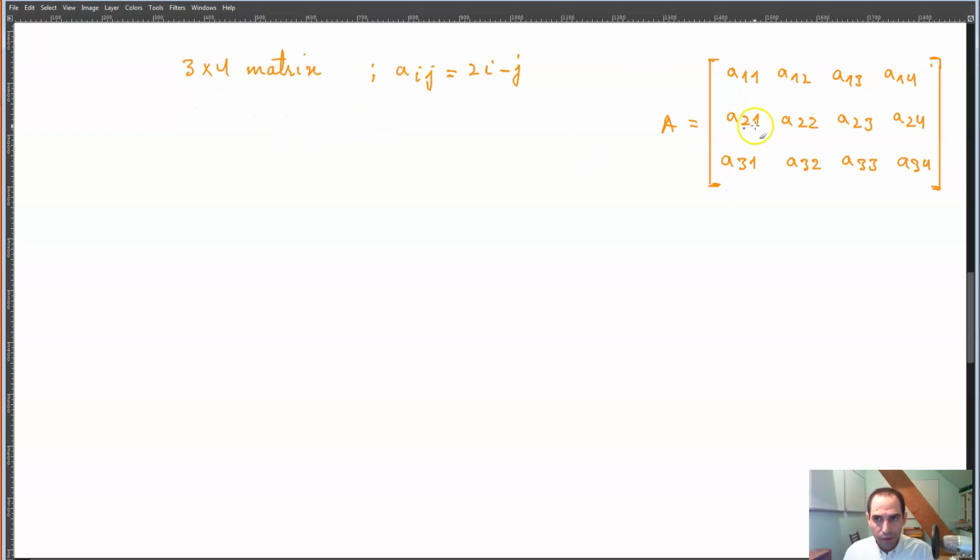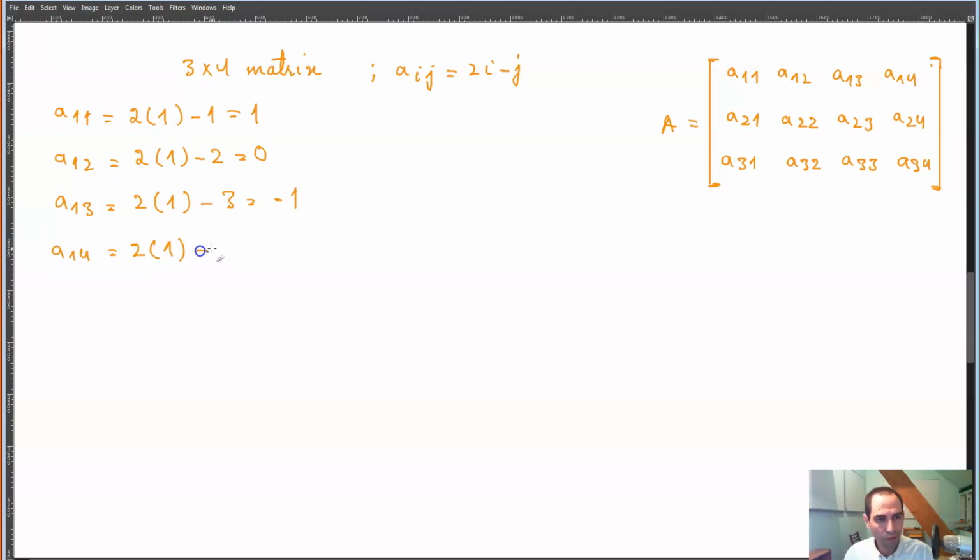So calculating these, you will get A of 1, 1 is equal to 2 times 1 minus 1. That is 2 minus 1 is equal to 1. A of 1, 2 is equal to 2 times 1 minus 2, which is 0. A of 1, 3 is equal to 2 times 1 minus 3, which is negative 1. A of 1, 4 is equal to 2 times 1 minus 4, which is equal to 2 minus 4, negative 2. There is no A of 1, 5, I'm sorry.